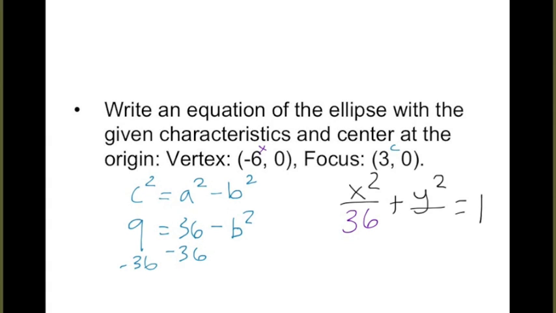Subtract 36 from both sides. And divide by a negative 1. Gives us 27 is b squared. We don't need to take a square root to find out what b is because in our equation, everything is supposed to be squared. It's x squared, it's y squared, it's a squared, and it's b squared. Everything in the equation is a squared thing. So we can just put the 27 in there.